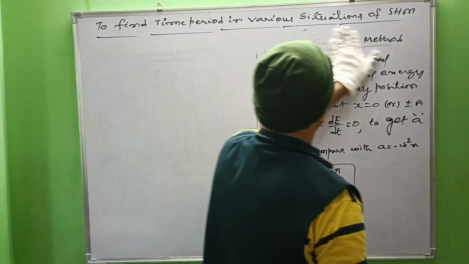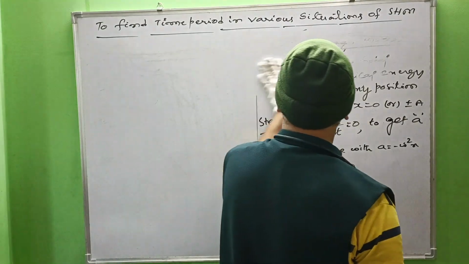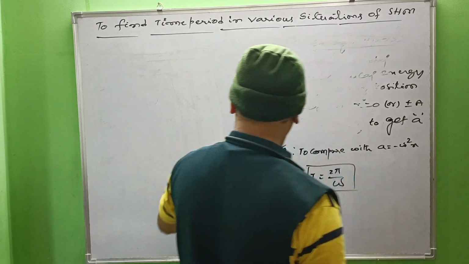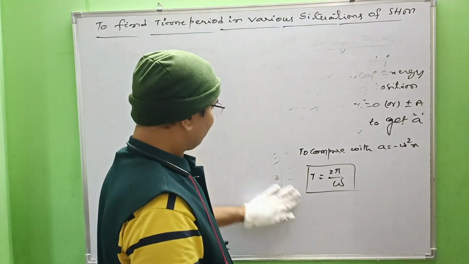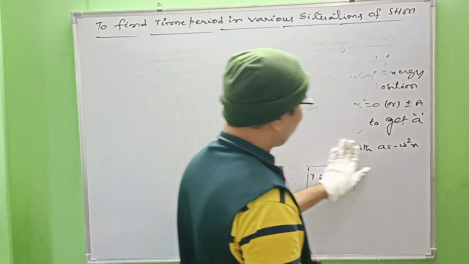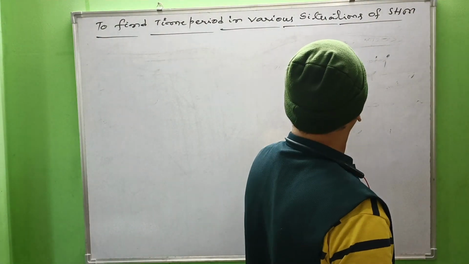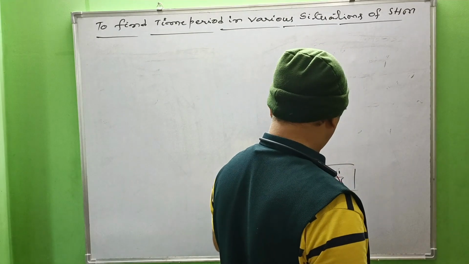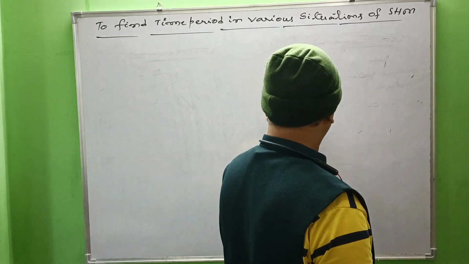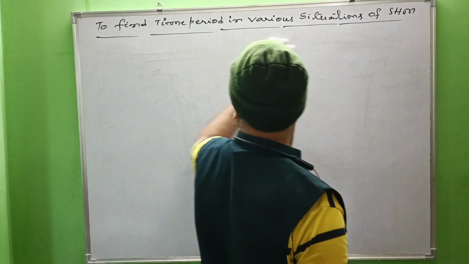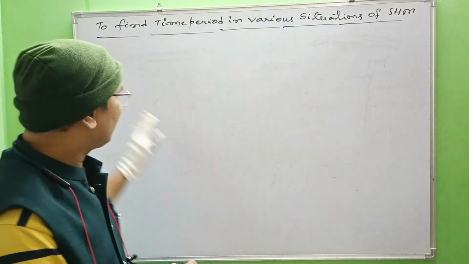Now what is meant by simple pendulum? It consists of a small bob of mass m which is suspended by means of a light inextensible string from the ceiling. Now the bob is made to oscillate on either side of its mean position. Now I want to know the period of oscillation of that simple pendulum.